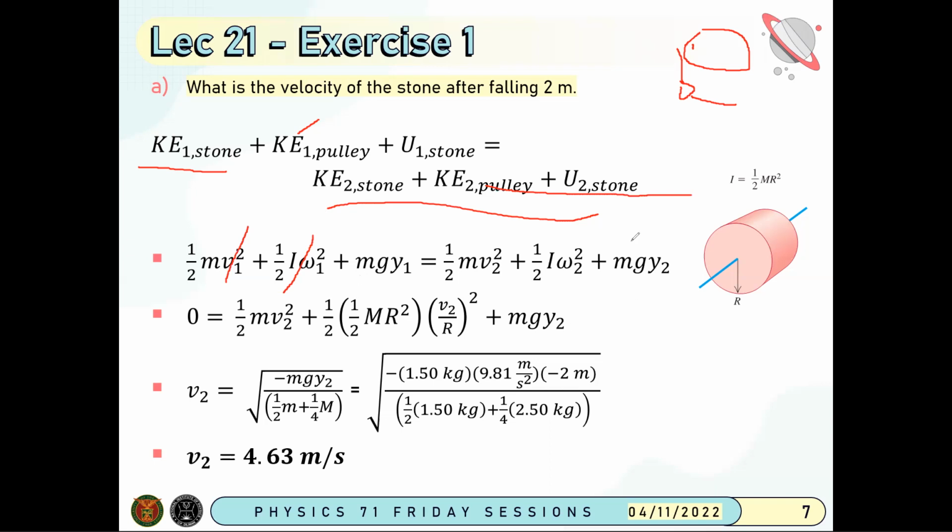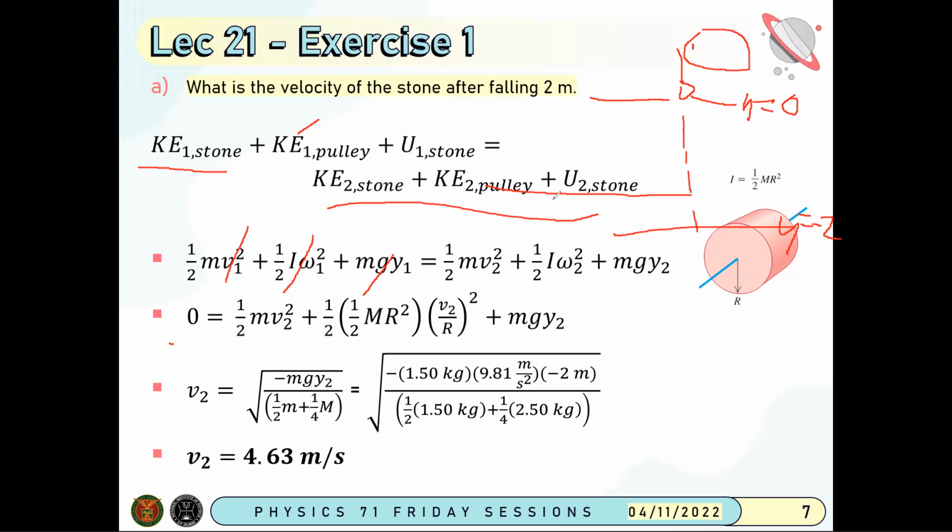Now, we can set this distance to be y equals 0. Right? We can set this as y equals 0. So that term disappears. And we want to find y equals -2, because the stone fell 2 meters. So if we set this as y equals 0, then the left-hand side of our equation is 0. How about the final state?